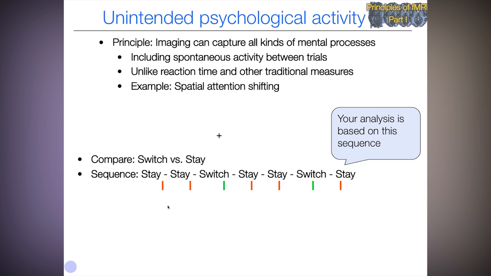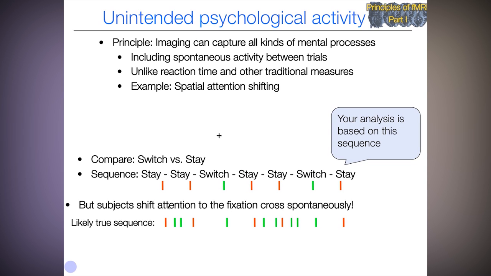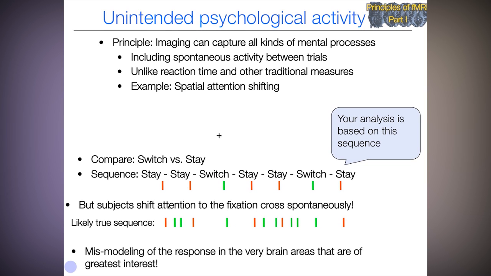However, once again, it turns out this is not what people actually do. So if you give people a task like this, they can only maintain their attention covertly in a lateral location for a very brief time. So subjects end up shifting their attention to the fixation cross spontaneously. So this is the likely true sequence of what happens, including all those shifts of attention, green events, in between the trials. So what's happening here? Well, you've got mismodeling of the true response in the very brain areas that are of greatest interest. Any brain area that's responding to shifts of attention is going to show a very different profile than the one that you're assuming.